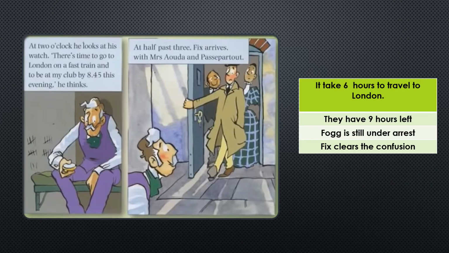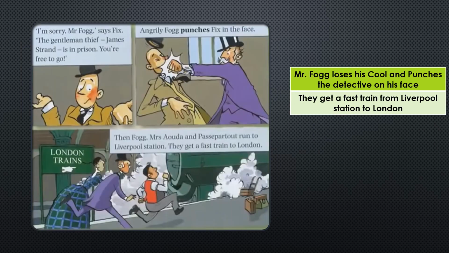where at 2 o'clock he looks at his watch. "There's time to go to London on a fast train and to be at my club at 8:45 this evening," he thinks. At 3:30, Fix arrives with Mrs. Auda and Passepartout. So basically it takes 6 hours to travel to London and they have 9 hours left. However, Mr. Fogg is still under arrest and Fix comes and clears all the confusion.